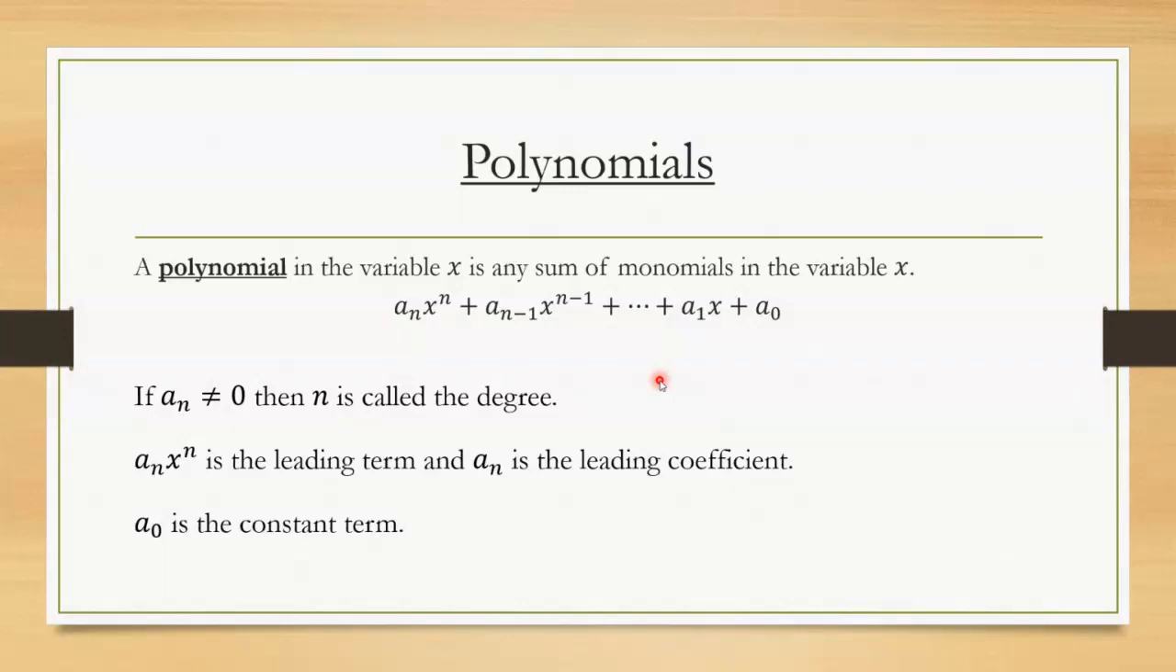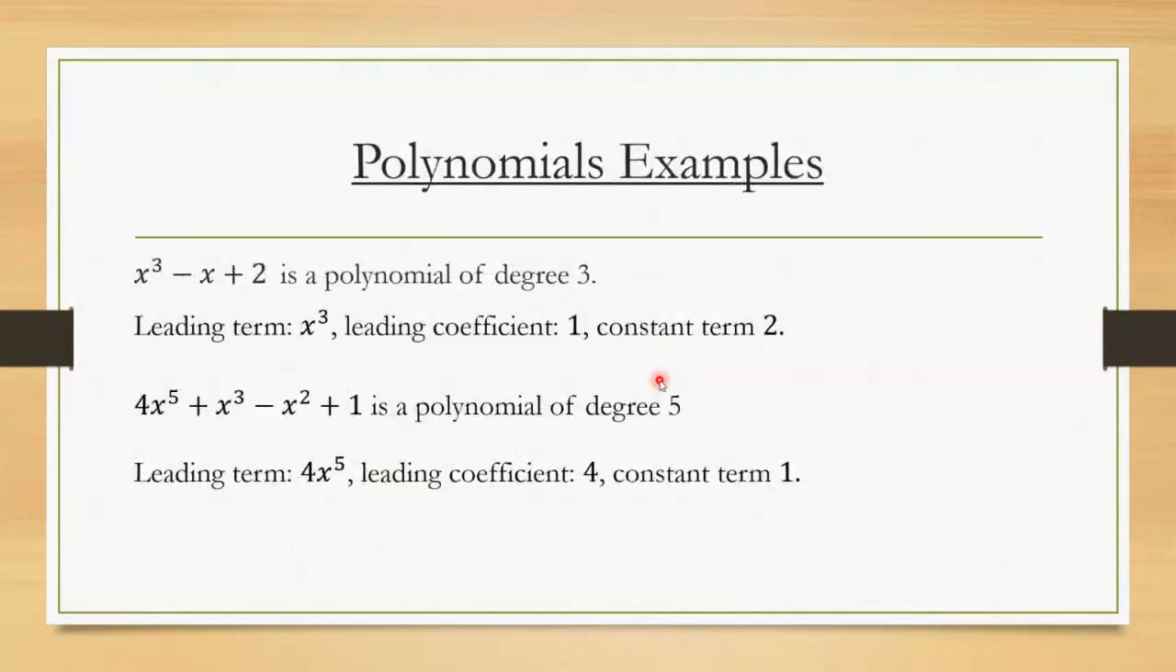Okay. Well, that was fun. So let's do some examples. Okay. Here, we have a polynomial of degree 3, right? Because that's the highest power of x. So we have x cubed minus x plus 2. Leading term here is x cubed, right? Leading coefficient is 1, as you can see. 2 is the constant term.